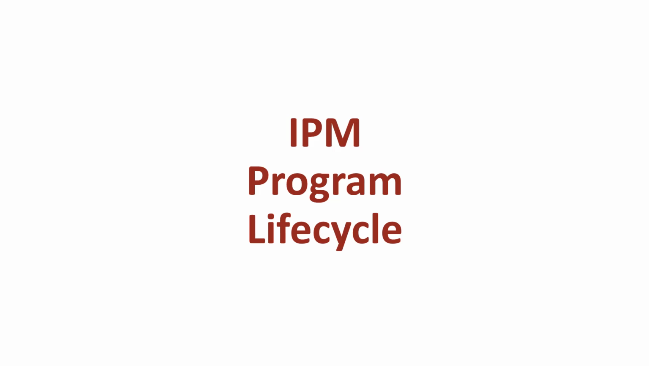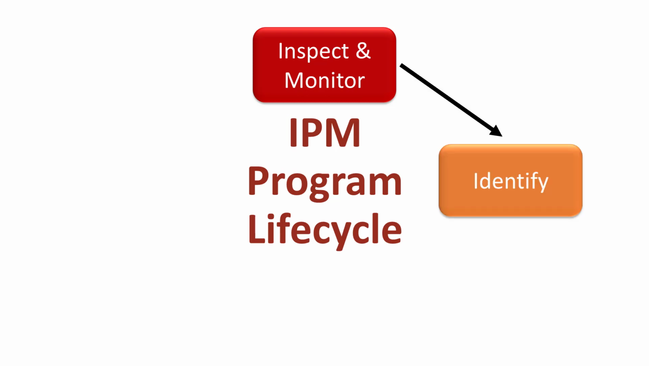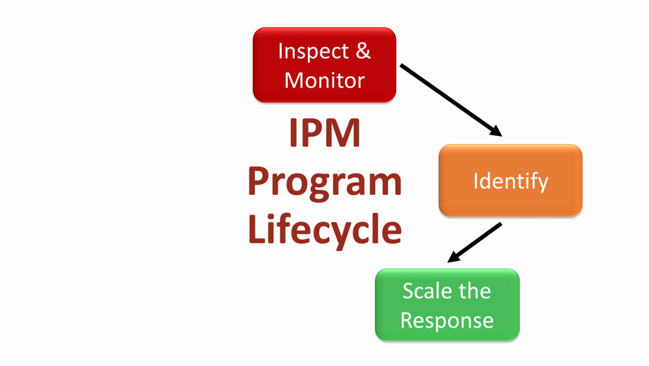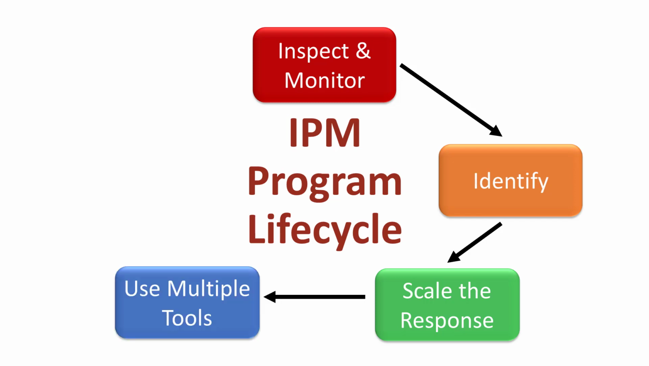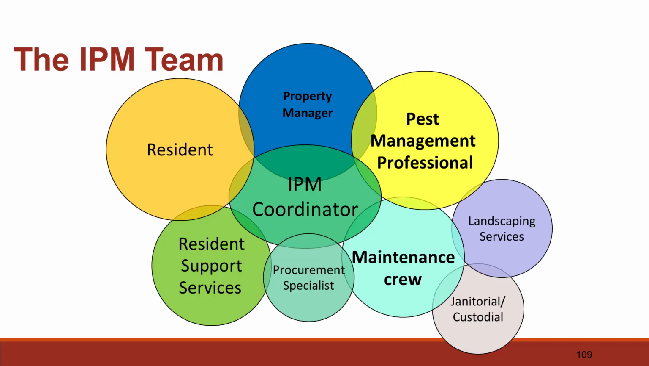In a structural setting, an IPM program consists of inspection and monitoring, identification, scaling the response to the level of infestation, employment of 2 or more control measures, which may be mechanical, biological, chemical, or a behavior change, and evaluation of effectiveness, which has us circle back to inspection and monitoring. As a review, successful IPM programs are the result of a team approach, an inspection and monitoring system that finds pests, a reporting system that identifies areas for improvement, units that are prepared to receive effective treatment, communication that empowers everyone involved, and fewer pests and a healthier environment.